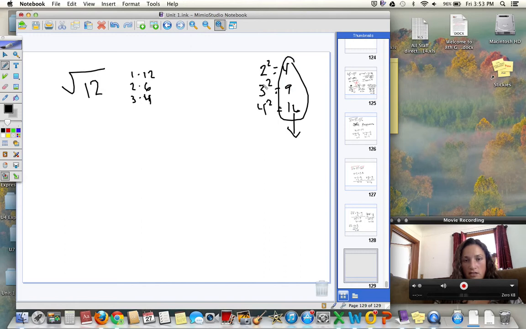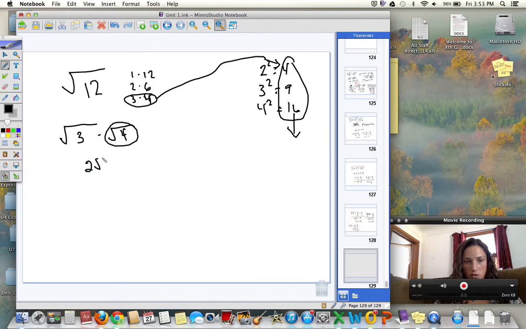So if any of these numbers are ever over here where they multiply, that's the one I want to use. So I see a 4. Here's my 4. So now I want to rewrite this as square root of 3 times the square root of 4. Well, guess what? What's the square root of 4? 2. So that leaves me with 2 root 3.